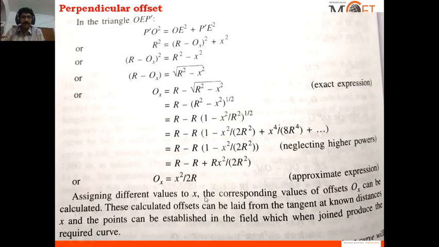So assigning different values to x, the corresponding values of offset OX can be calculated. These calculated offsets can be laid from the tangent at known distance x, and the points can be established in the field, which when joined produce the required curve, right?